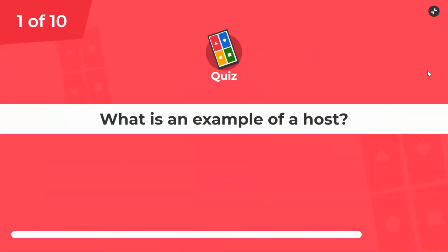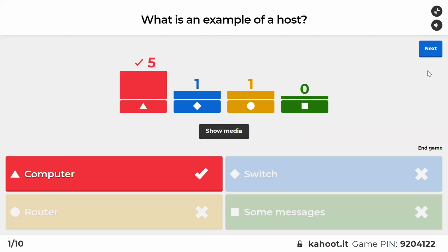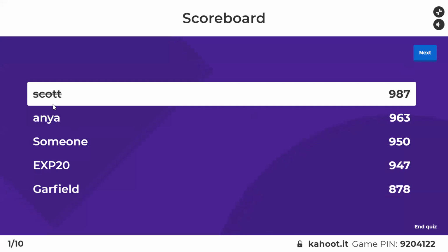What is an example of a host? Okay, the answer is the computer. A router and a switch are not hosts. A host is something that can connect to the network, such as a computer or a phone. So good job to Scott, Anya, someone, EXP20, and Garfield.